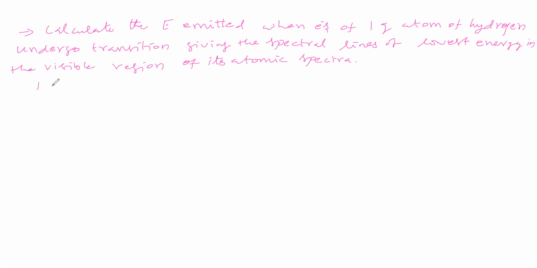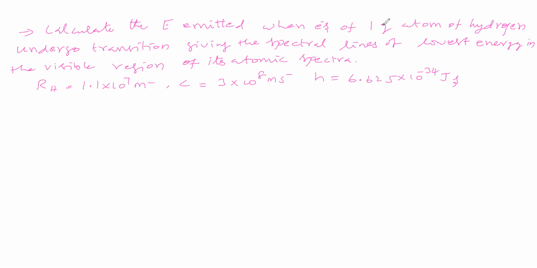Rydberg's constant RH is equal to 1.1 into 10 to the power of 7 per meter. Velocity of light in vacuum, c, is equal to 3 into 10 to the power of 8 meter per second, and Planck's constant is given as 6.625 into 10 to the power of minus 34 joule second. These are the given data.